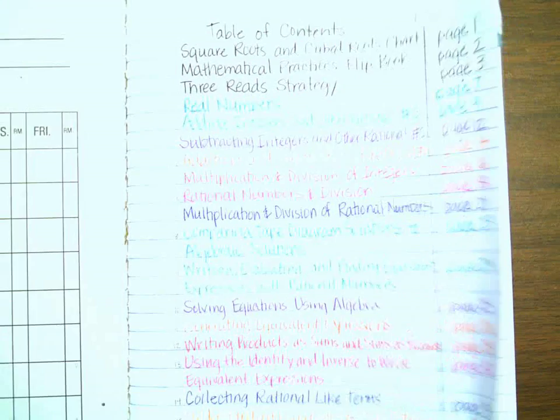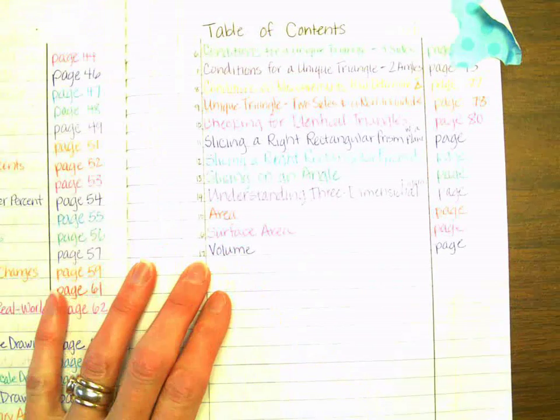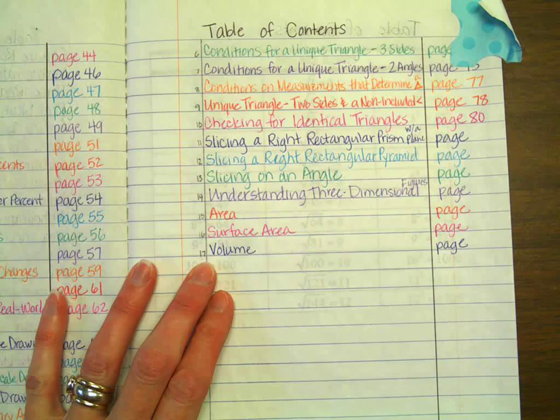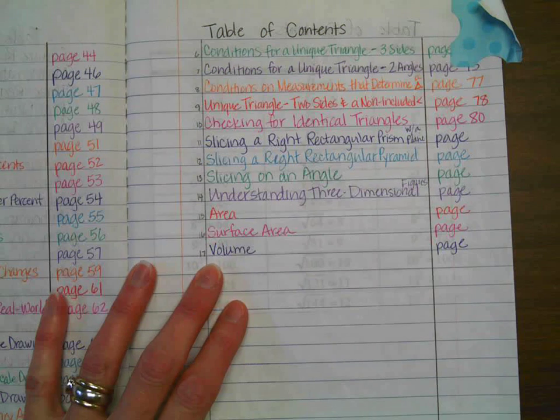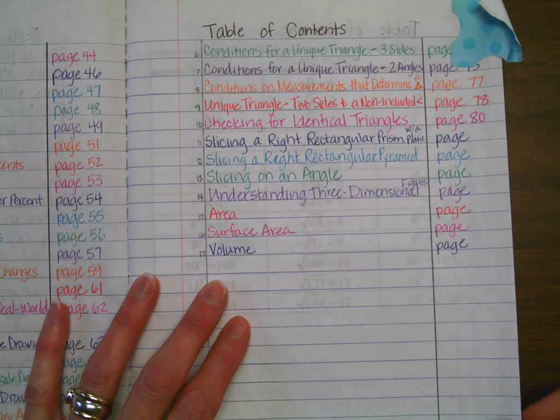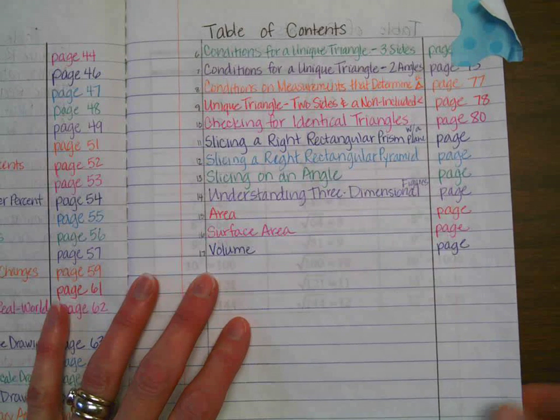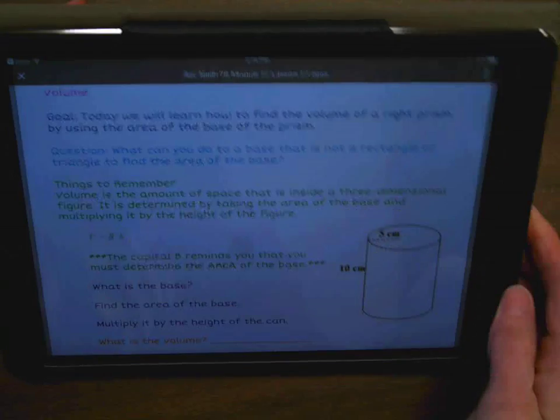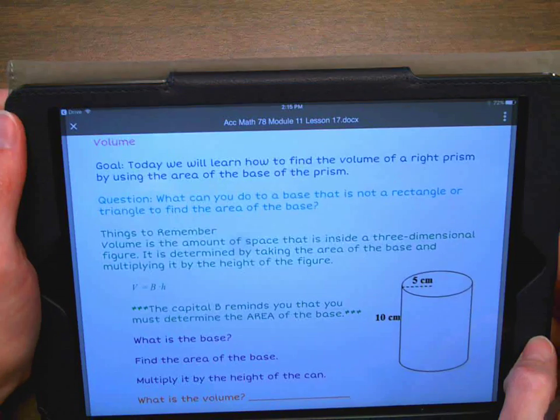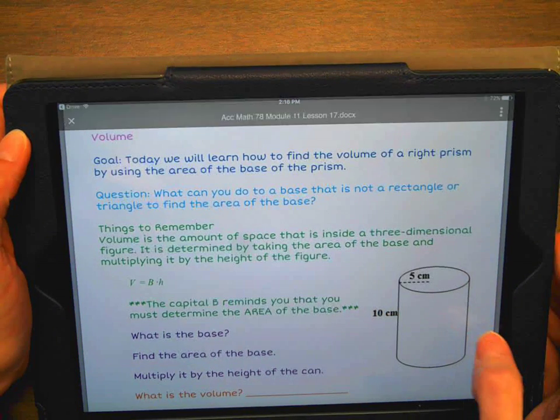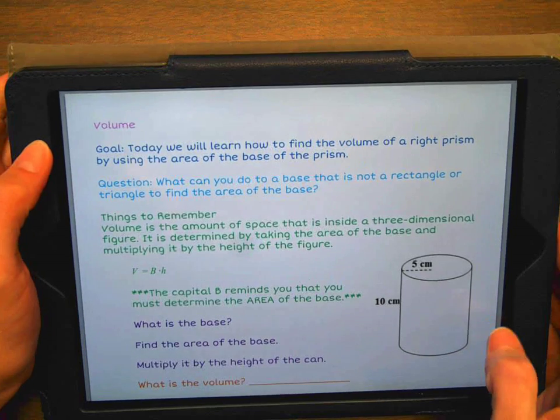This is our last lesson of Module 11, and it is called Volume. Okay, last lesson of Module 11. So Module 11, Lesson 17 is called Volume. So here we go on our iPad with the notes. And let me get it into focus so that you can see it. And here we go. So volume.